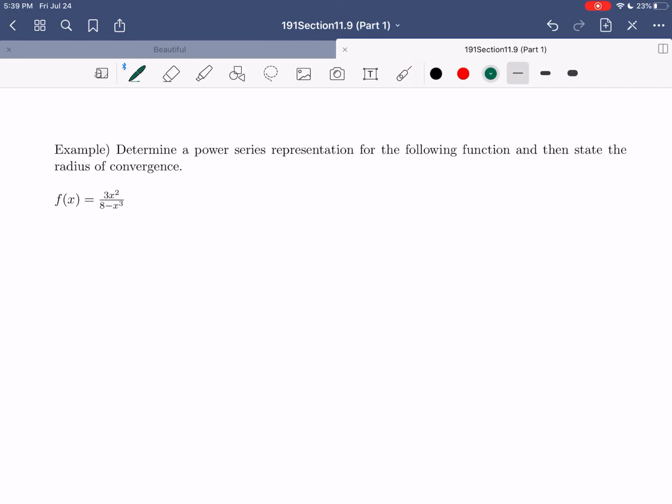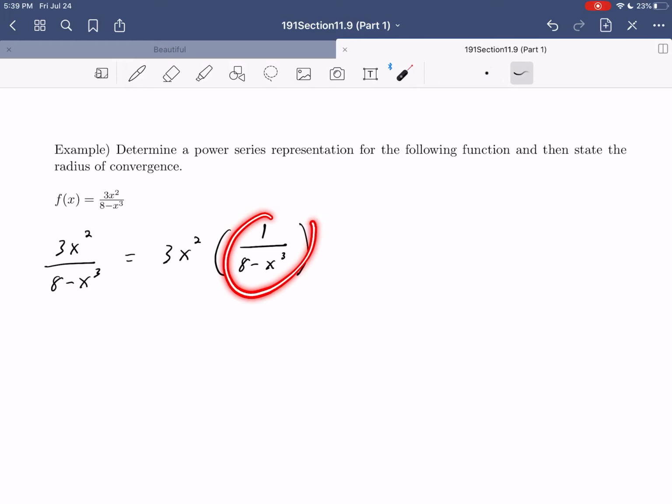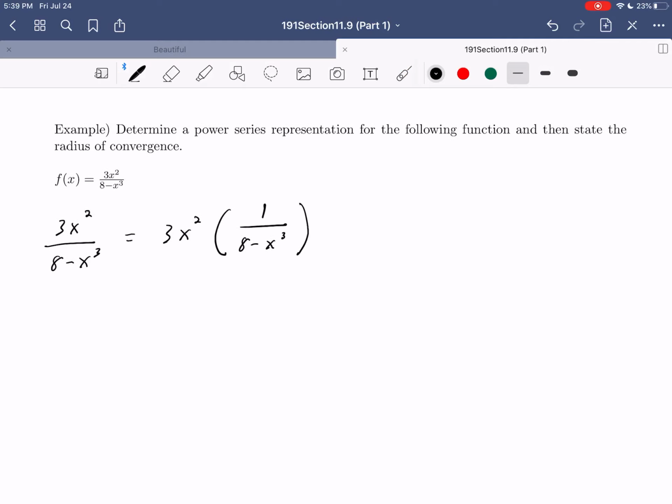So let's start with the same sort of approach of trying to manipulate it into a form where we can make that power series jump. We've got our 3x squared over 8 minus x cubed. The first thing we can do is put that 3x squared in the front and just look at the 1 over 8 minus x cubed. Right? The idea here is if we can come up with a power series representation for this, then we should be able to multiply the 3x squared in, because that's a polynomial term with a center at 0, so that should be all good. Then we need this to be in the format of 1 over 1 minus z.